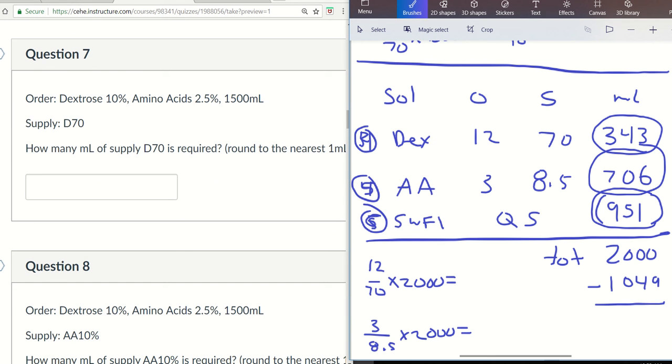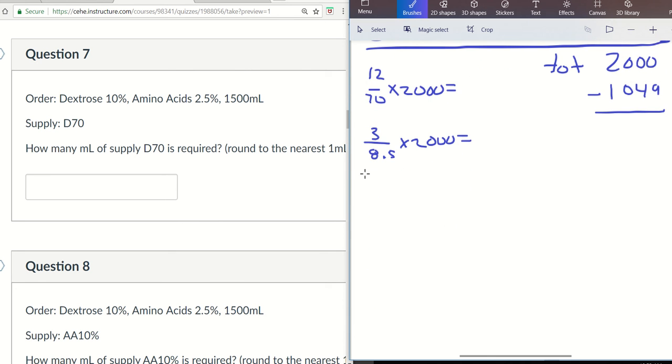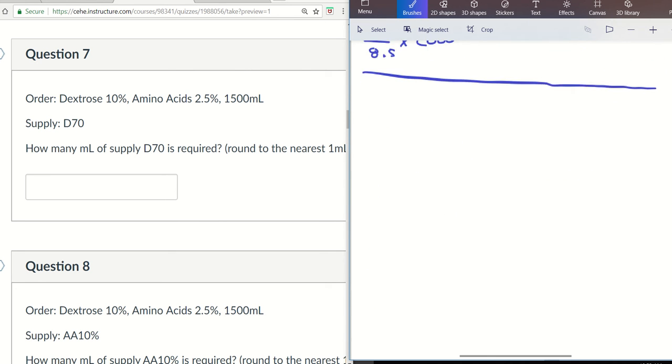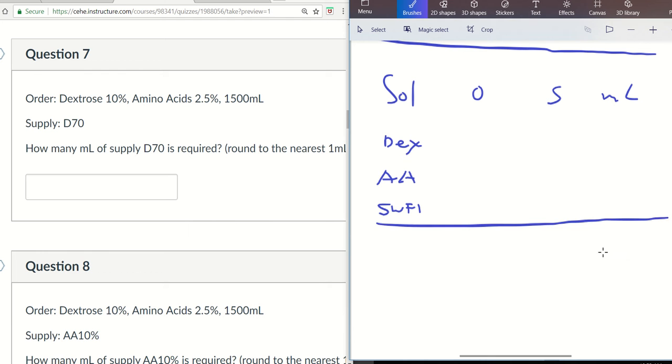All right, last set of questions that are very similar. It's going to be 7, 8, and 9. Let's draw our chart: solution, order, supply, mLs. We need some dextrose, some amino acid, and some sterile water for injection. Our total volume this time is 1,500 mLs.